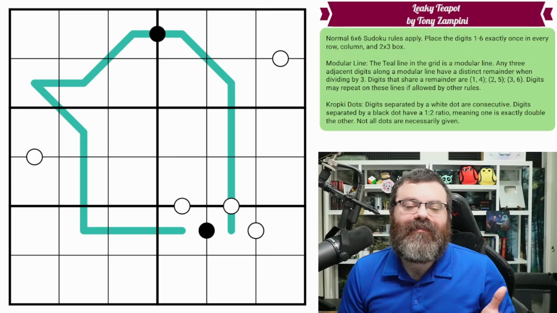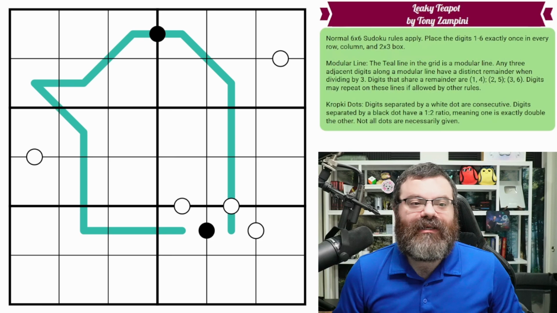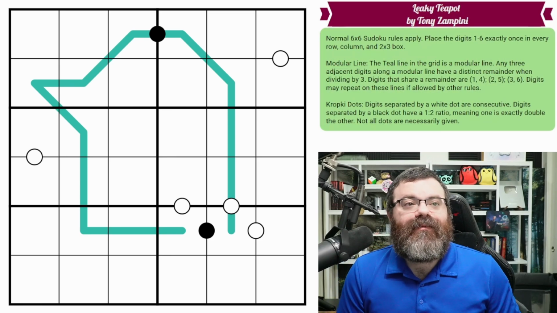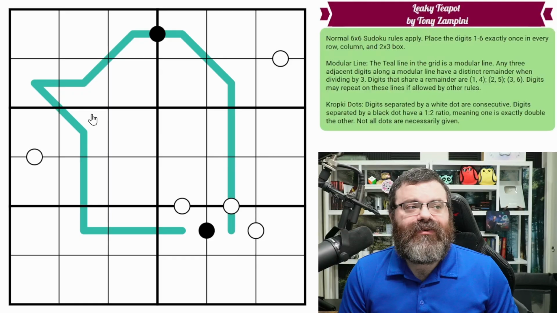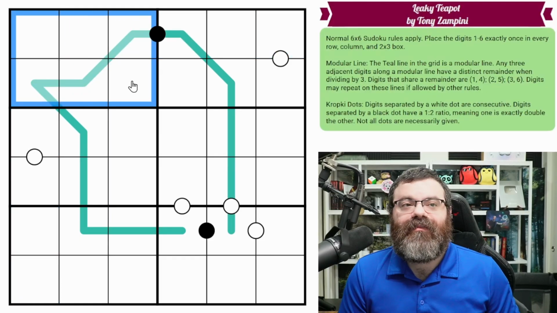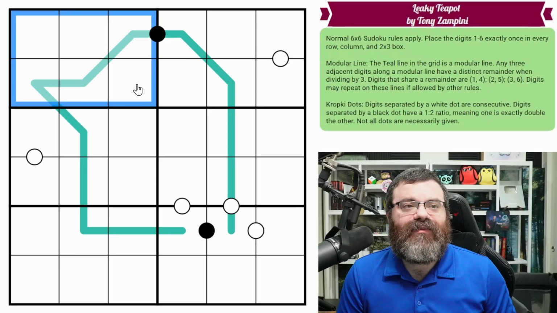I remember some things about it, but honestly, because my mistake was so early, it'll be like solving it for the first time. So anyway, let's go over the rules. We do have normal 6x6 Sudoku rules, which means in each row, each column, and each 2x3 box, we are placing the digits 1 to 6 exactly once each.